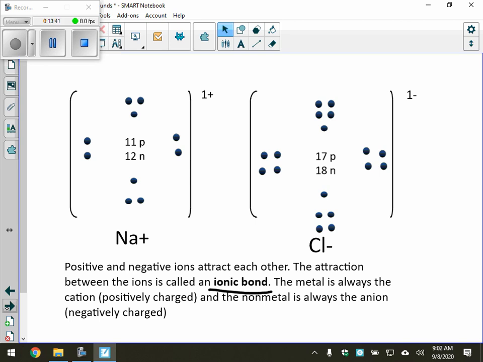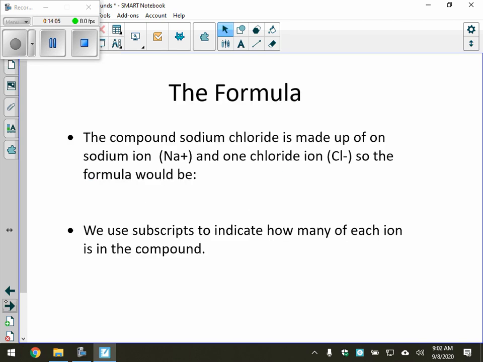This is how we get these specific ratios, like sodium loses 1 and chlorine gains 1 to become chloride. Magnesium chloride: now magnesium loses 2, but chlorine can only gain 1. So we're going to need 2 chlorines to go with that because we need to gain 2 electrons. So that's where the formulas come from. So the compound sodium chloride is made up of 1 sodium. So the formula would be what?